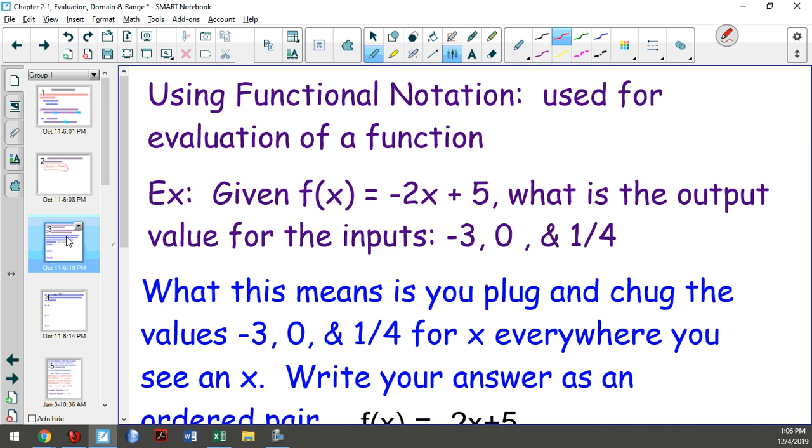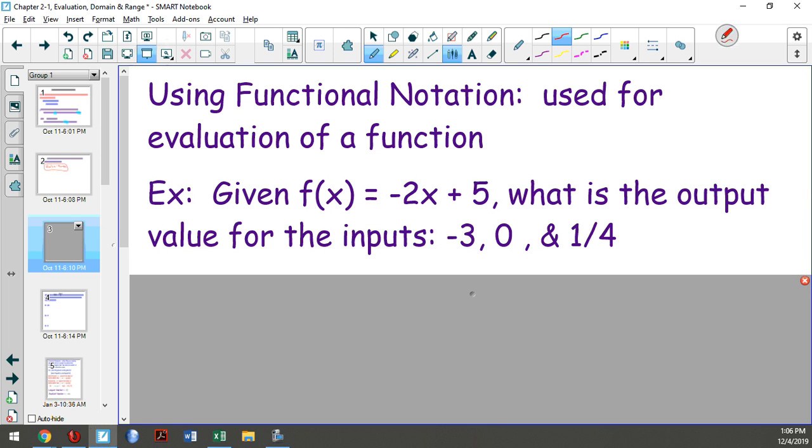Okay, using function notation. It's used for evaluation of a function. Given f of x equals negative 2x plus 5, what is the output value for the inputs negative 3, 0, and 1/4? Now, what does input and output mean? Output is your y value, input is your x value, correct? Do we all understand that?